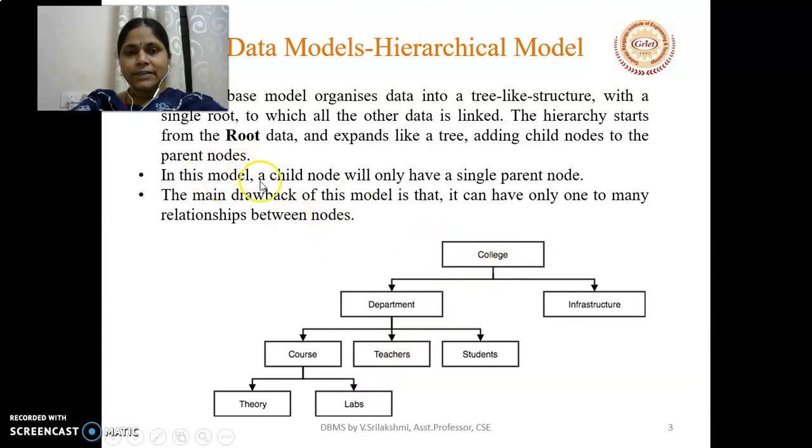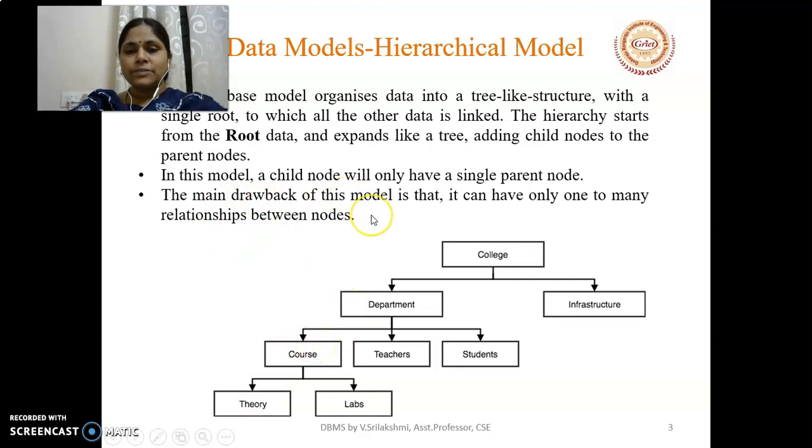We can observe that in the hierarchical model, a child node will only have a single parent node, which is nothing but the department's parent is only college, the course's parent is only department, the theory node's parent is course. In this way, every node will have only one parent, not multiple parents. Theory will not have parents like course, teachers, students. It's not like that. Only one parent will be there in the hierarchical model.